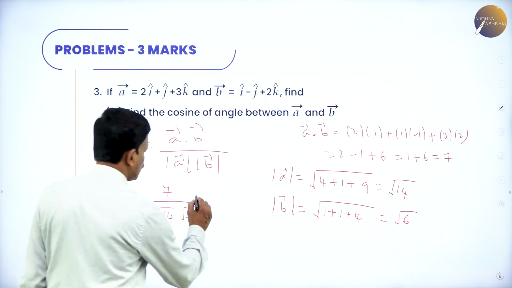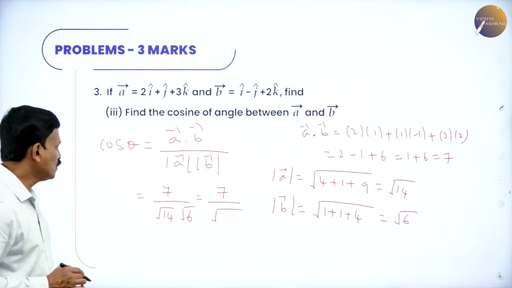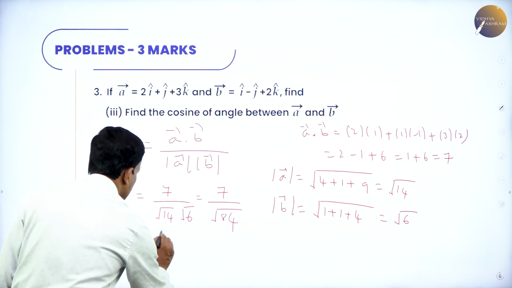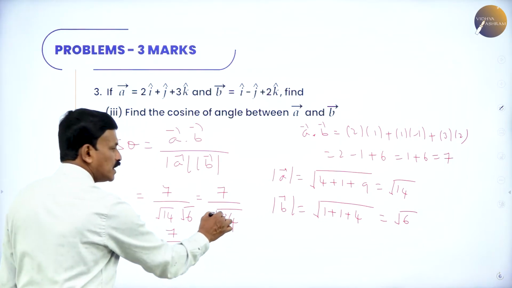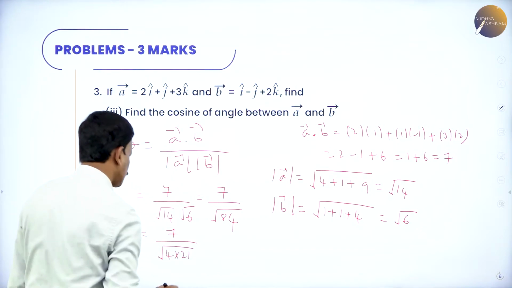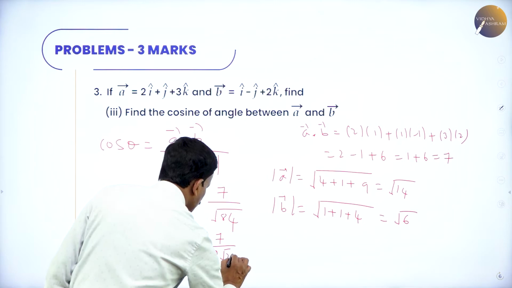This can also be written as 7 divided by square root of 14 into 6. 14 into 6 is 84. This can also be written as 7 divided by square root of 84, which can be written as square root of 4 into 21. So this is equal to 7 divided by 2 root 21.